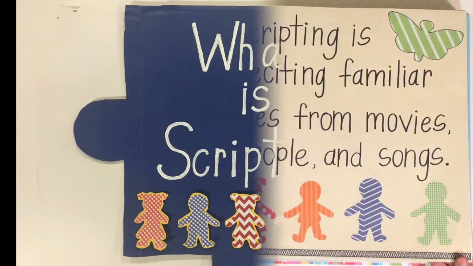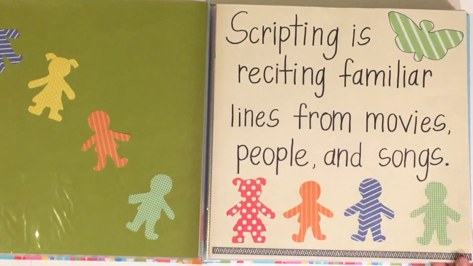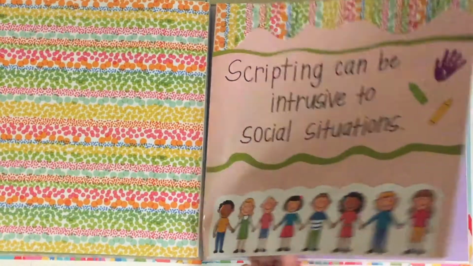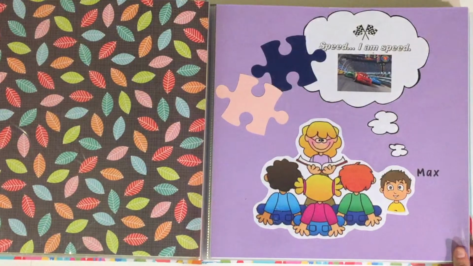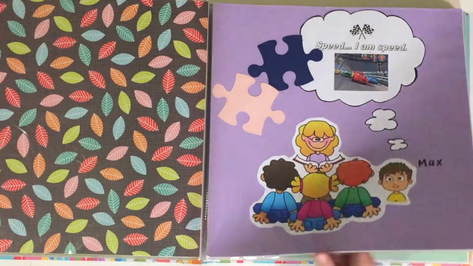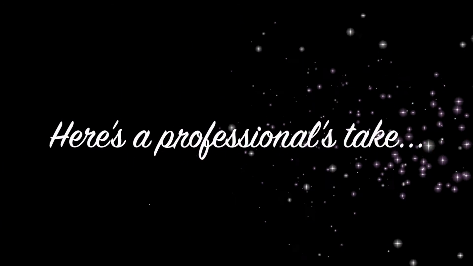So what is scripting? Scripting is reciting familiar lines from movies, people, and songs. Sometimes scripting can be intrusive to social situations. In the case of Max, during story time, he constantly repeats a phrase from Lightning McQueen, "Speed, I am speed." He is not engaged in the story with his teacher and classmates. Sometimes scripting is not intrusive at all, but it can be a sign that your child's language is emerging. Here's a professional's take on scripting.